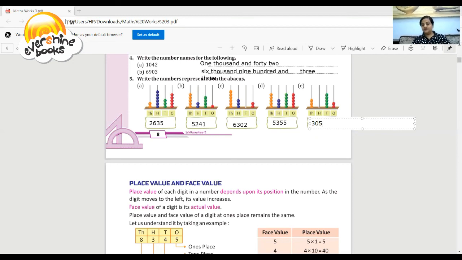Now 3 balls, it means 3 at the thousand place, 0 at 100 place, and 5 at tens place, and 2 at ones place. So the answer is 3,052. There is no number at 100 place.